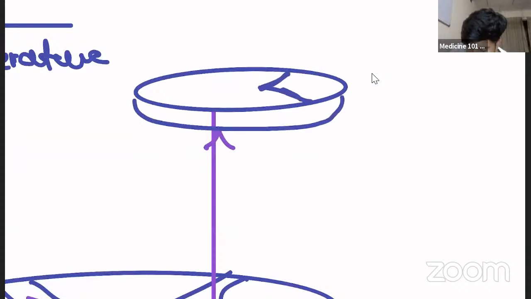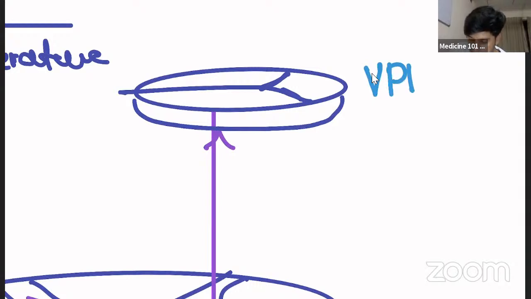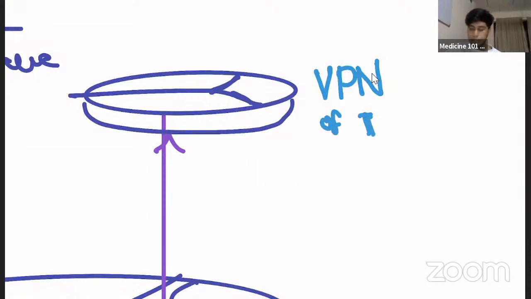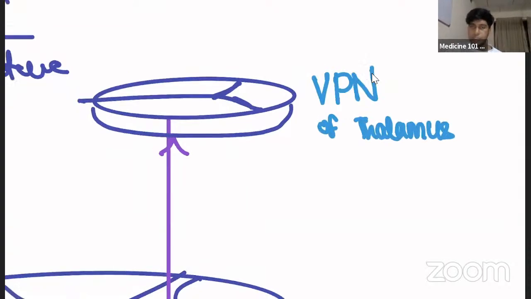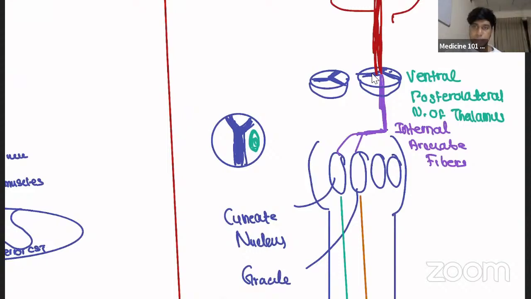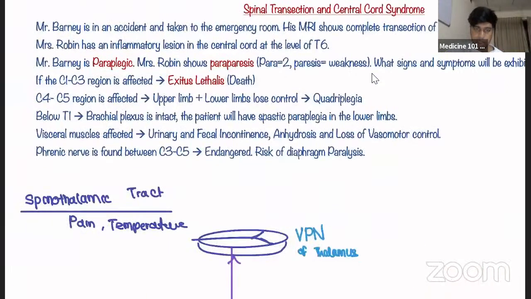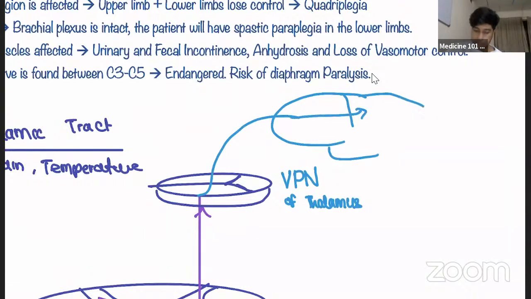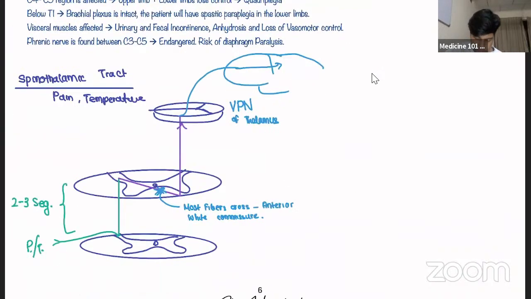Same nucleus as before, and this time I'll give you guys a mnemonic, something to make it easier. If it comes for an MCQ, search for the words ventral posterolateral nucleus, VPL. Same nucleus as before. And that will go to the brain, again to the postcentral gyrus. I hope you guys understand this.